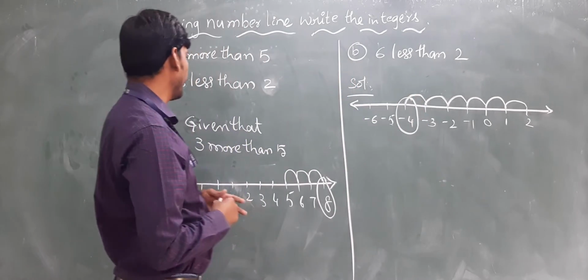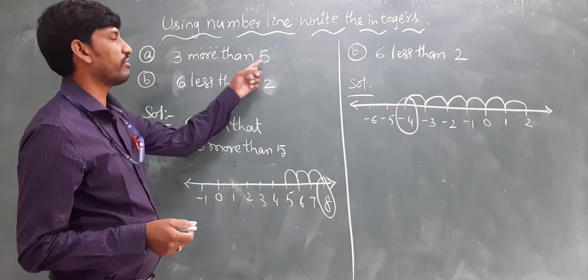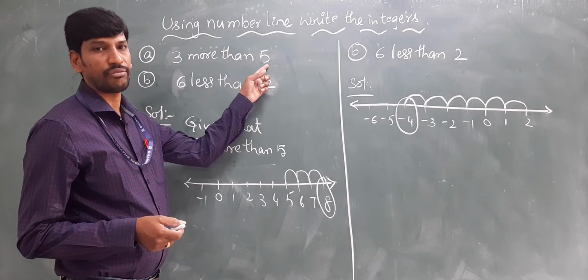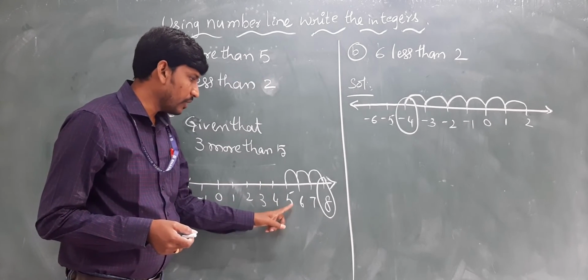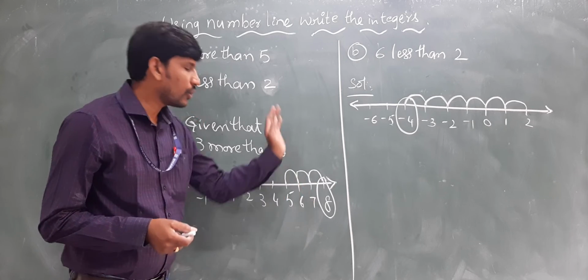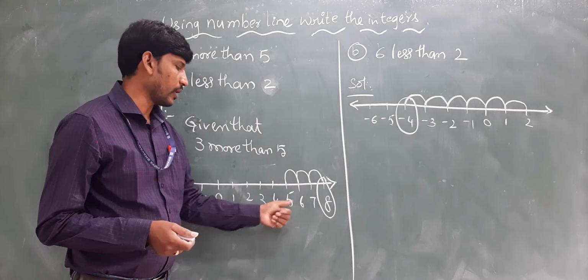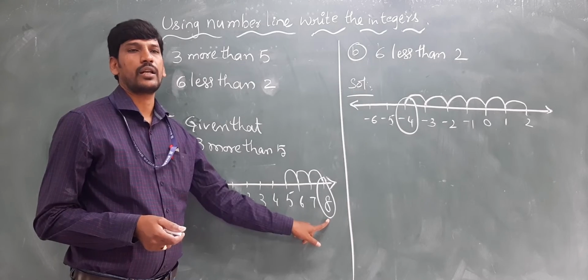Understood everyone? See, 3 more than 5. Start from 5. Move 3 steps towards the right hand side. You will get 8. Clear?